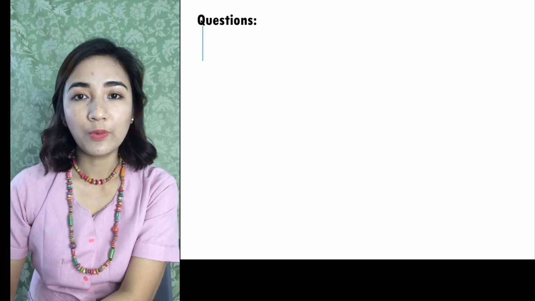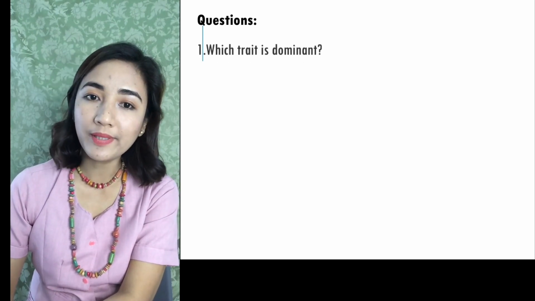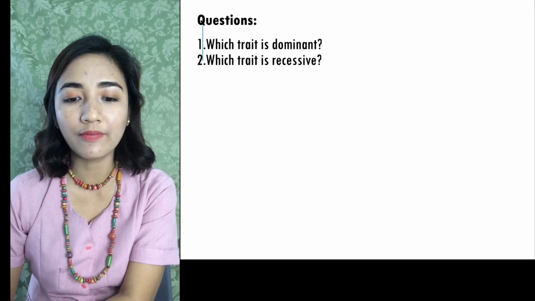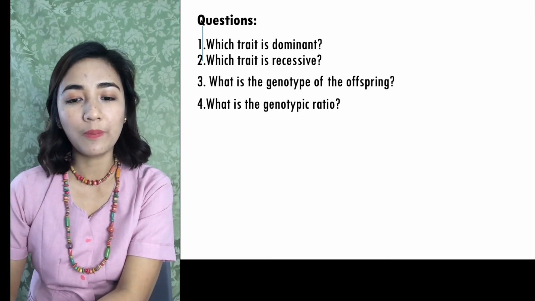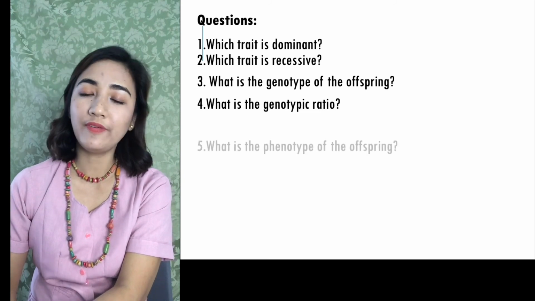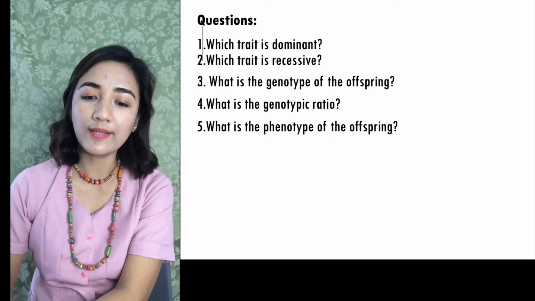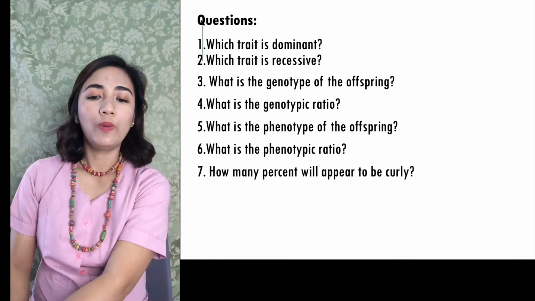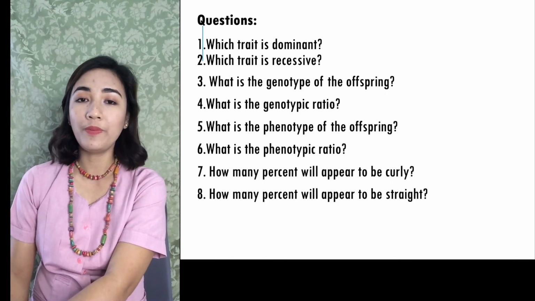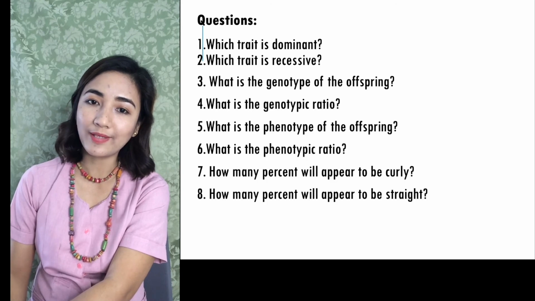Now, did you understand? Let's try this. We're going to predict the phenotype of the offspring using the Punnett Square. So here's the problem. Curly hair is dominant over straight hair. Now we're going to make a test cross using the Punnett Square between heterozygous curly and homozygous straight. And so you're going to answer the following questions. Which trait is dominant? Which trait is recessive? What is the genotype of the offspring? What is the genotypic ratio? What is the phenotype of the offspring? What is the phenotypic ratio? How many percent will appear to be curly? And how many percent will appear to be straight?